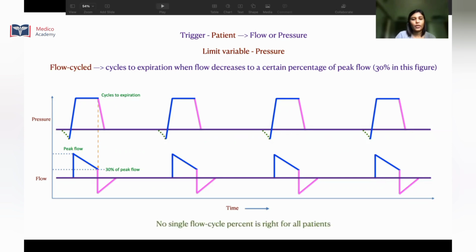There is no single flow cycle percent that is right for all patients. Depending on each patient's condition and disease state, you have to adjust that percentage of peak flow as the cycle variable. Usually it is set between 15 to 30%.